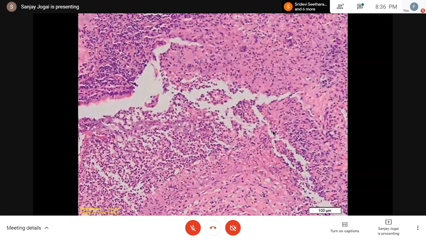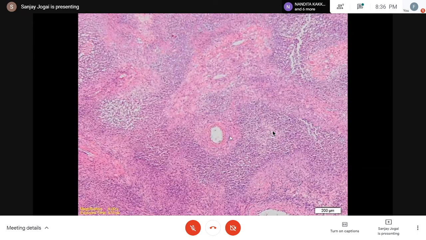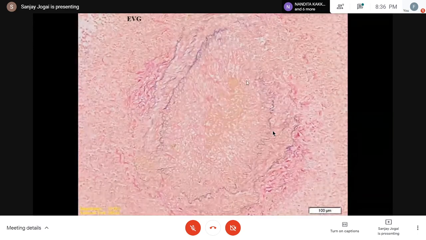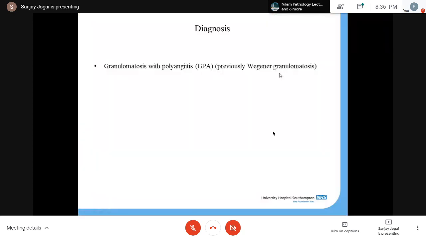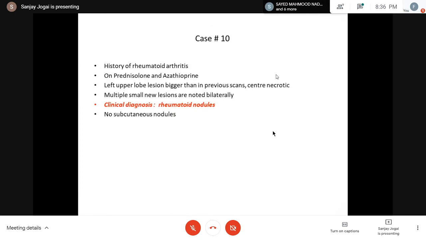And then you see on a high power, lots of karyorrhectic debris. And look at that. The vessels completely being churned. And that's an EVG, again, rip-roaring vasculitis, complete destruction of the elastic lamina. So basically this is granulomatosis with polyangiitis. So I just wanted to tie up Takayasu with GPA just to show you a spectrum. So let's do this one as well, and then probably we can wait, because there is a link between this case and the previous one as well.